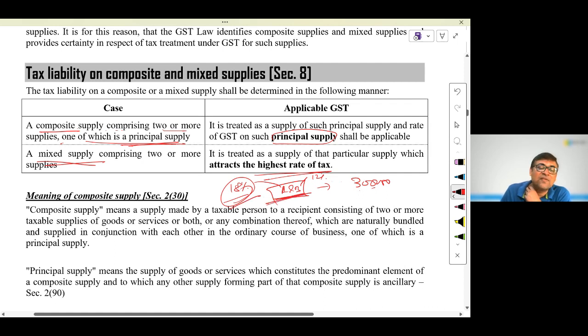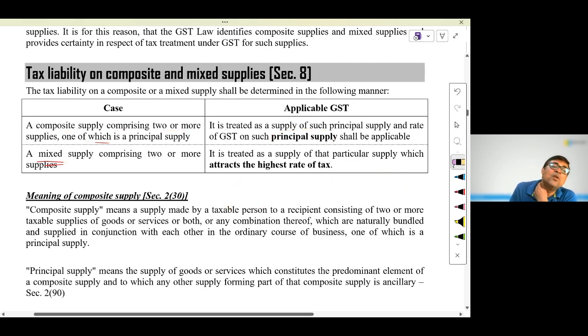If this is the case of mixed supply, the entire 3 lakh would be charged to tax at the rate which is higher among these items, that is 18%. Accordingly, you are supposed to calculate your tax liability.